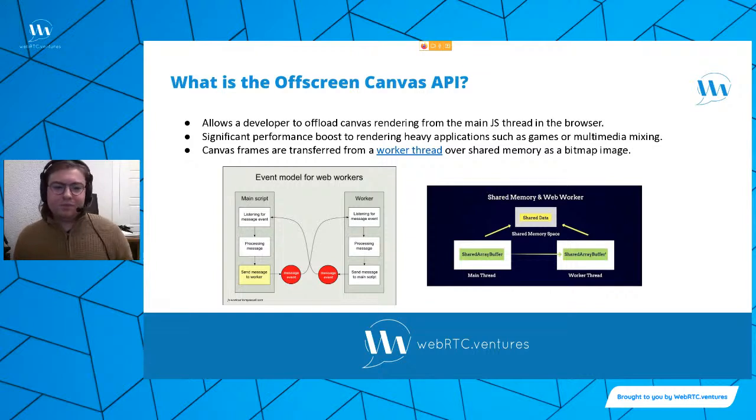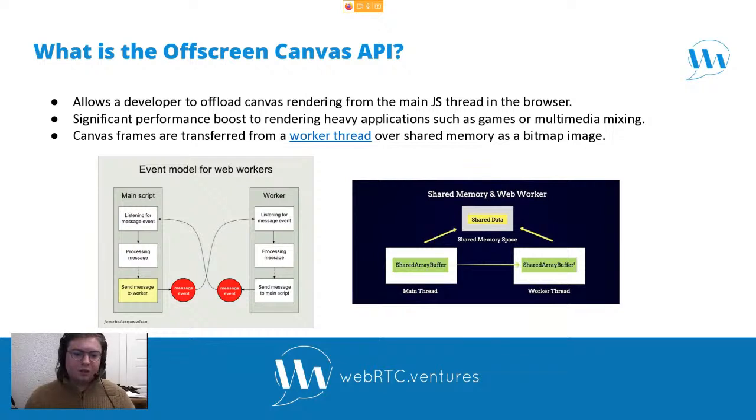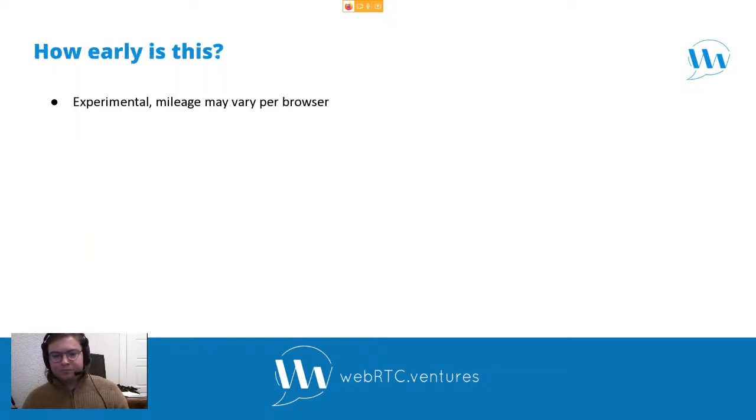So canvas frames are transferred to a worker thread, which is basically a separate thread in the browser or JavaScript world, and the bitmap image of the canvas is shared in a shared memory space between the main thread and the worker thread, so that the main thread can display the canvas, and the worker thread can do the heavy lifting. There are a few different diagrams down here for how the event modeling and that shared memory space works. There's a lot of documentation on the Mozilla Developer Network site. So if you're more interested in the backend part of this, definitely look into that to see all the different ways this is implemented.